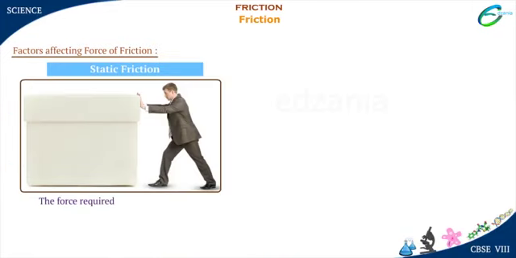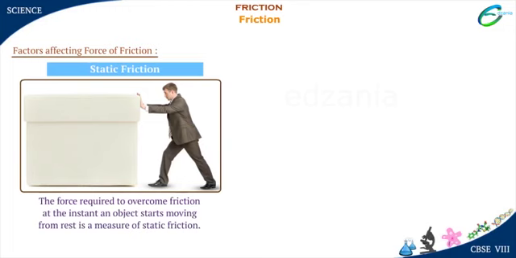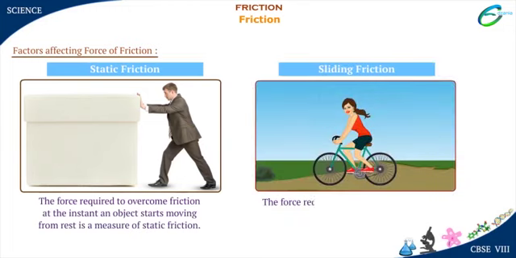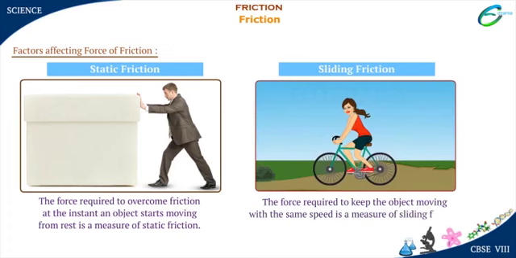The force required to overcome friction at the instant an object starts moving from rest is a measure of static friction. The force required to keep the object moving with the same speed is a measure of sliding friction.